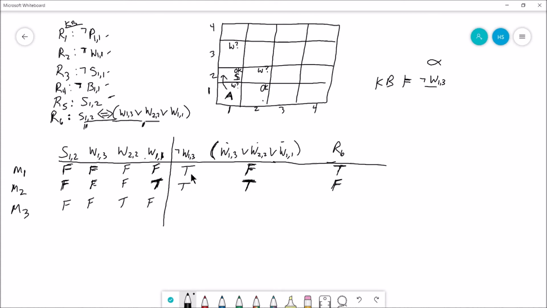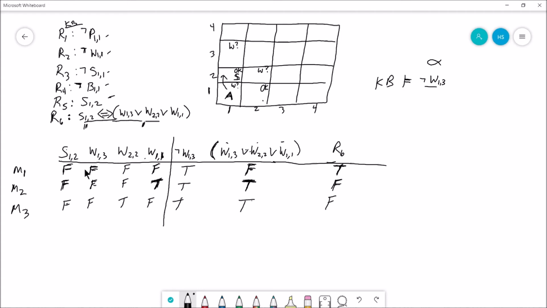Not 1,3 is true. Now, how does this flesh out? Well, there's a Wumpus in this world in 2,2, so we would say true. But again, take a look at S12, this column right here. False and true is false. So this is going to hold up. In this particular model, rule 6 is holding. There is no conflict, right?